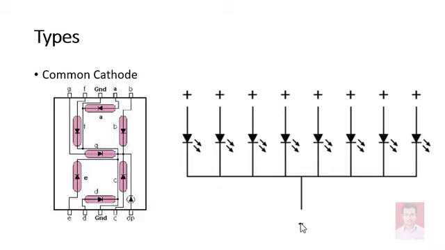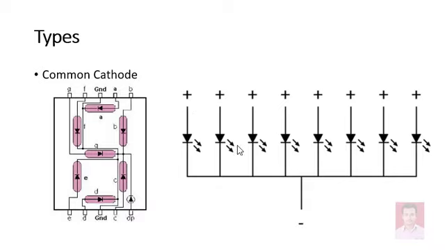This is a common point of pin number 3 and 8, and these will be the respective A, B, C, D, E, F, G and DP. So like this, it will be the anode connections. So when you send 5 volt here, a particular LED will turn on. You see, this is a drawback.